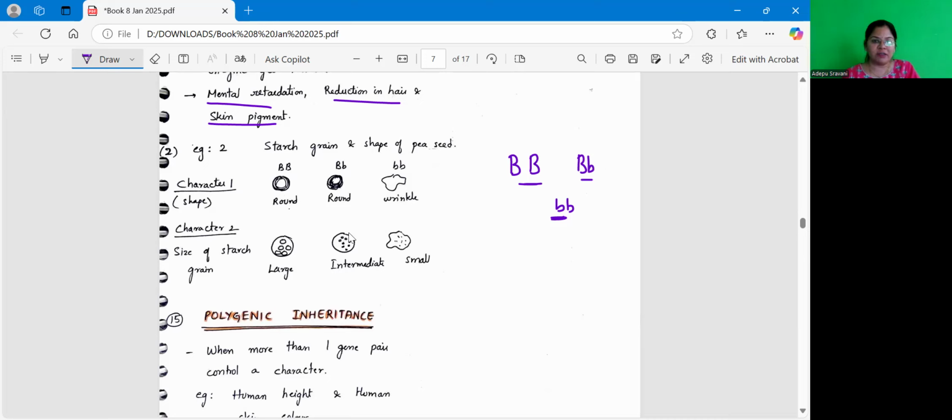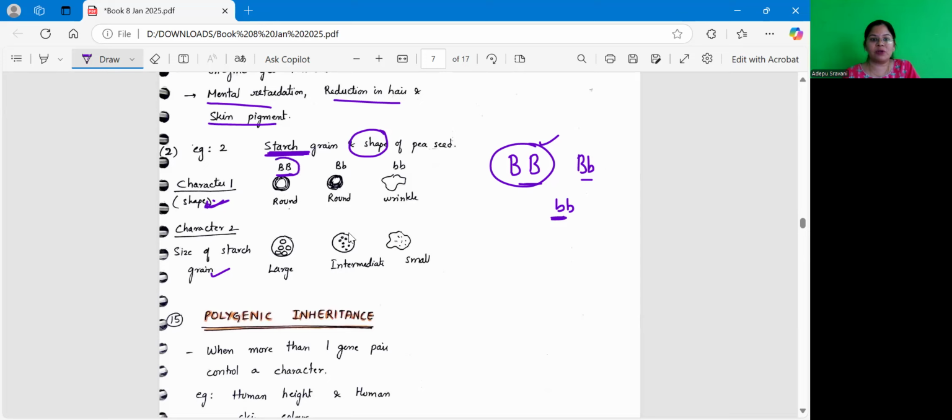We have proteins. Apart from that, we have starch also. So this single gene, that is B gene, will give both shape as well as the size of the starch grain in the seed of the pea. Clear? So character 1 is shape, character 2 is size of starch grain. And here, depending on the type of genotype also, the things will differ. See, here we have an interesting thing. What is happening? If the alleles are homozygous, we see the shape of the seed will follow your law of dominance.